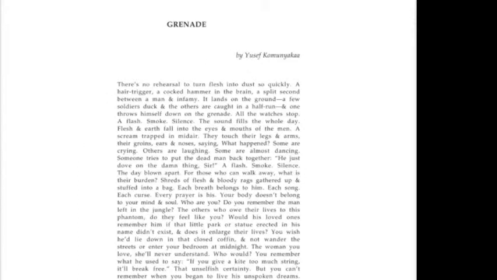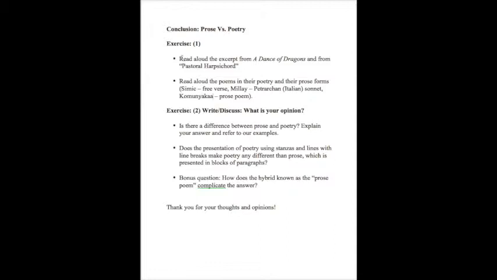So in all these ways, we have some things to consider that are very important for poetry. Now it's time for your opinion. Go back and read the excerpt from Dance of Dragons and from Pastoral Harpsichord. Read them aloud and think about the differences between the two, given what you now know. Read aloud the poems in their poetic and in their prose renderings, Simic, Millay, and Komunyakaa, which is like a monkey wrench thrown into the conveyor belt because it is a genre called a prose poem, so it only has one form. And then write down in the form that I'll direct you to online, is there a difference between poetry and prose? Explain your answer and refer to our examples.